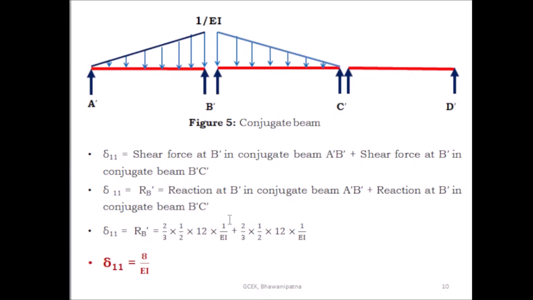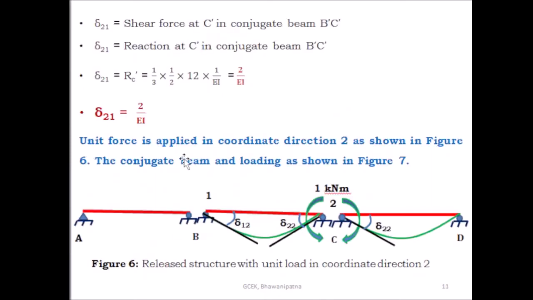So here you get the reaction from the span B dash C dash. Then, simplifying, the displacement at coordinate 1 due to unit force at coordinate 1, that is delta 1 1, is equal to 8 by EI. Similarly, find out delta 2 1. Delta 2 1 is equal to the shear force at C dash in conjugate beam B dash C dash, which is equal to the reaction at C dash in conjugate beam B dash C dash.